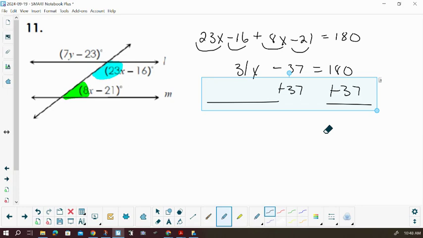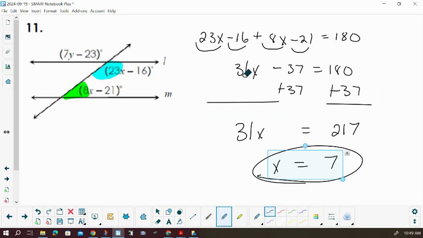180 plus 37 is 217. 31x equals 217. Divide by 31, and I get x equals 7. So there's my x. Now I have to find y.